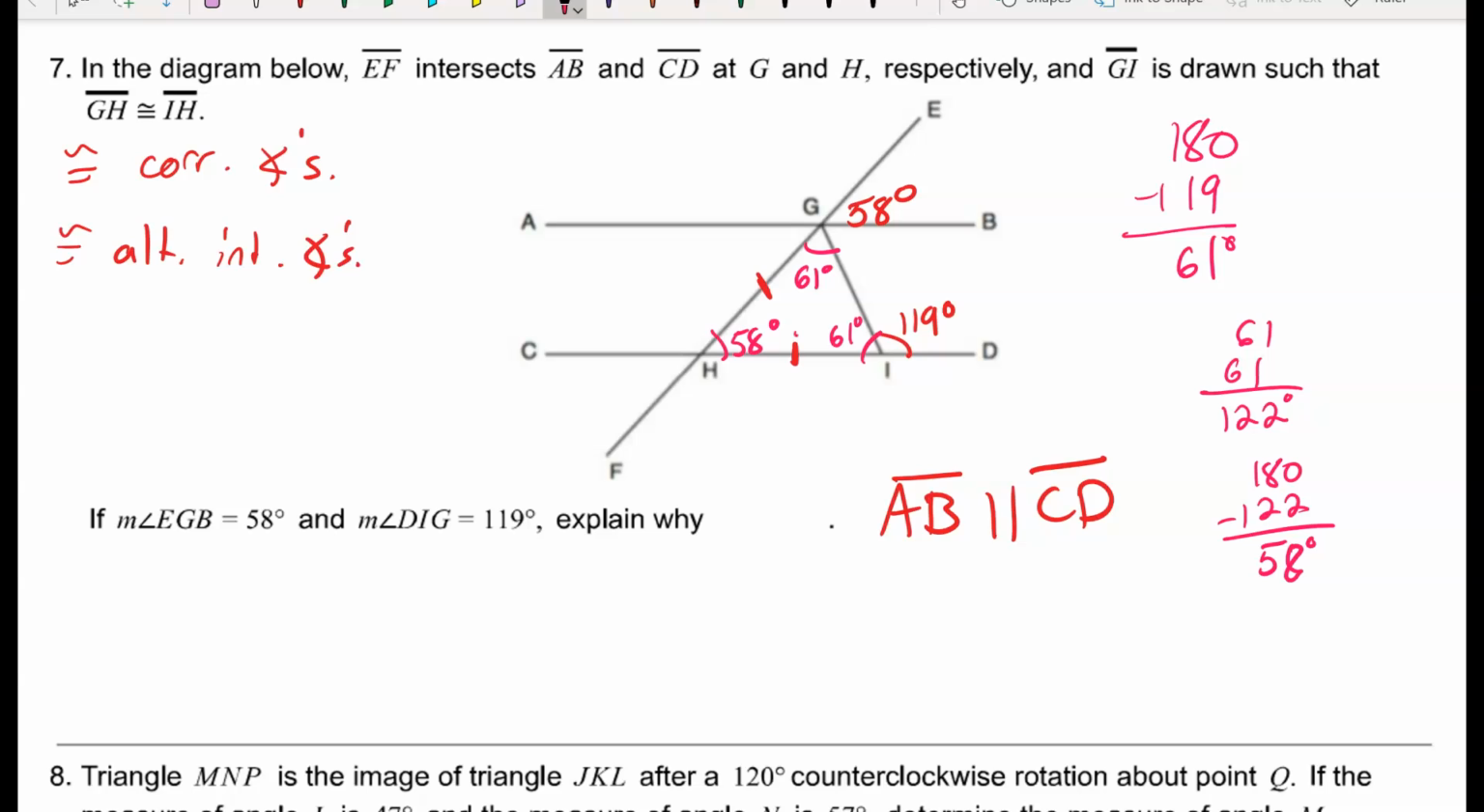Now, I'm actually already finished at this point, because if I'm looking at just my parallel lines cut by this transversal right here, notice that I have shown that I have congruent corresponding angles that I've marked in blue there.